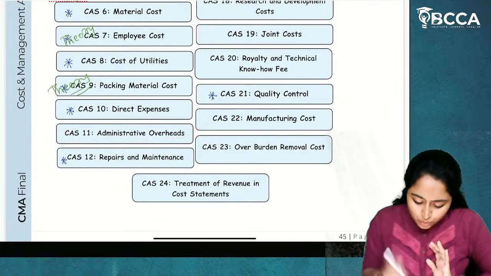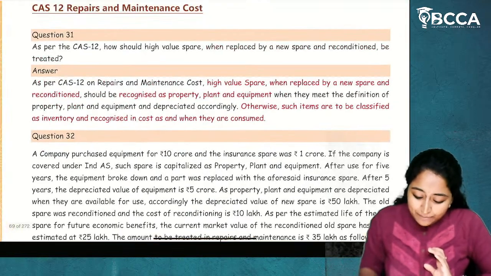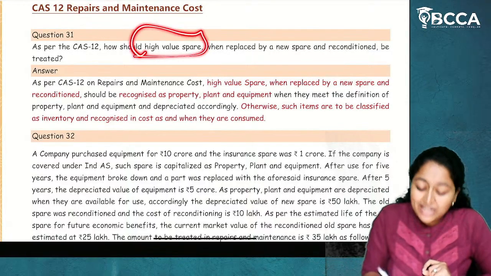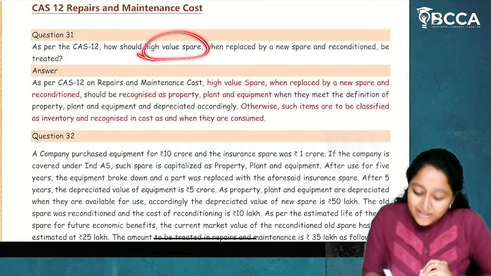Next, CAS 11, no question is there. CAS 12, repairs and maintenance cost. In repairs and maintenance cost, we have a point called high value spare parts. So, what if a high value spare part is there?